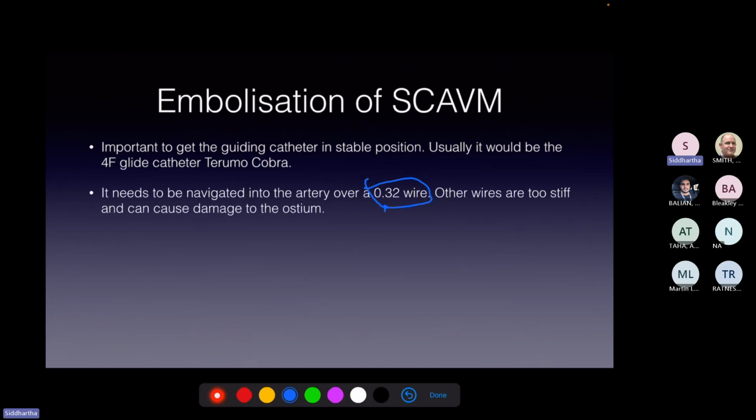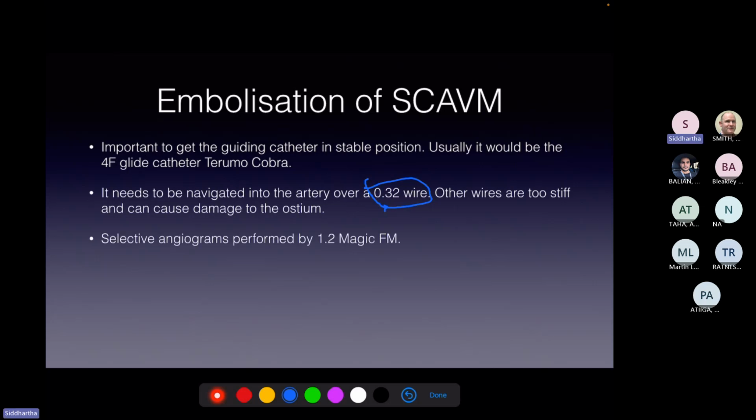Then selective angiograms I do with a 1.2 Magic FM, which has a small green tip on it. The most important part when I'm in the anterospinal axis is that I have to get off the midline. What that means is, when the anterospinal artery comes up, let me do that in red, comes up like that and comes down, you have to get off the midline like that. So when I'm in that bit here, it tells me I'm in one branch.